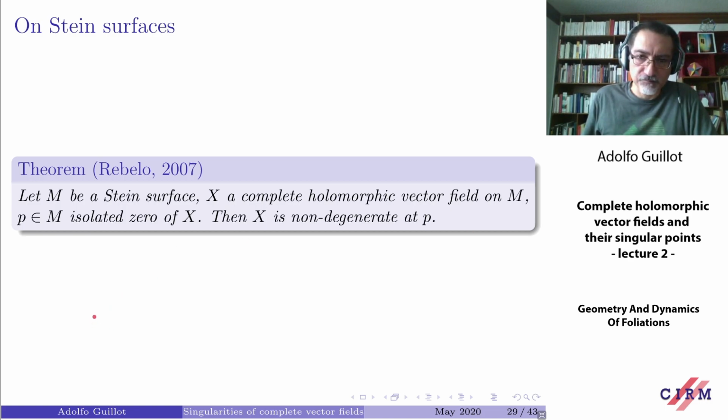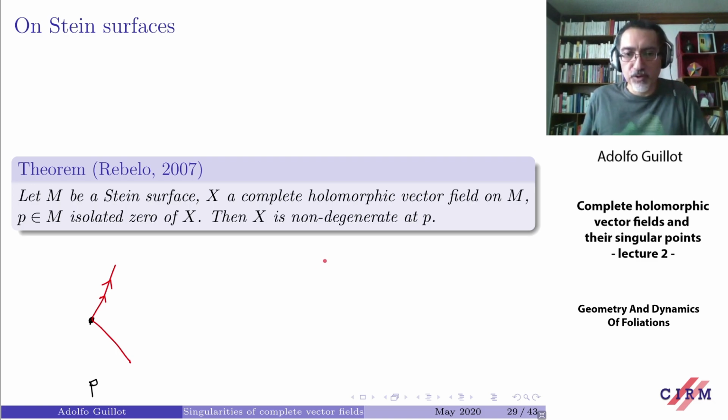Okay, so let me draw this. This is P. This is the singular point. Okay, so you have a complete holomorphic vector field, and you're in a Stein surface. Okay, so this vector field, as all the other vector fields in dimension 2, has a separatrix. Draw it here. Okay, as before, by the theorem of Camacho and Sad, you have a separatrix, and you can restrict the vector field to the separatrix. Now the vector field is semi-complete, so in restriction to the separatrix, it will be semi-complete as well.